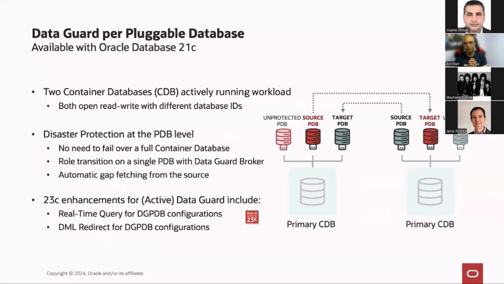Second part, how about Data Guard per pluggable database? This we introduced somewhat in 21C. I would still say 23C is where a lot of it is much easier to consume. If you look at the diagram, you have a primary CDB, and then a primary CDB on the right-hand side too. The red PDB on the left-hand side has a Data Guard environment on the right-hand side, and similarly the blue one is crisscross.